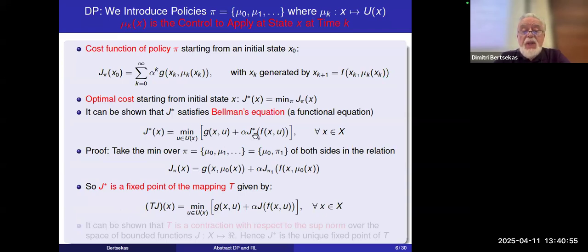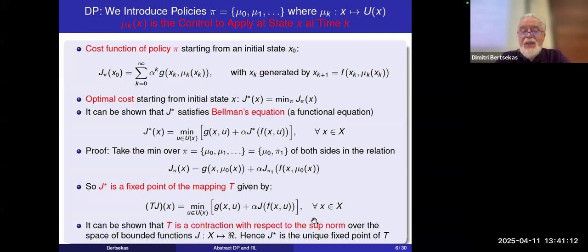Now, if you look at this Bellman equation, you see that J star is a fixed point of a certain mapping, T, that maps J functions into TJ functions, okay? So solving Bellman's equation is equivalent to finding a fixed point of this mapping. And for the example that I gave earlier, where g is bounded and there's a discount factor, it turns out that T is a contraction mapping with respect to the sup norm over the space of bounded functions J, and therefore J star is the unique fixed point of T by a classical theorem.